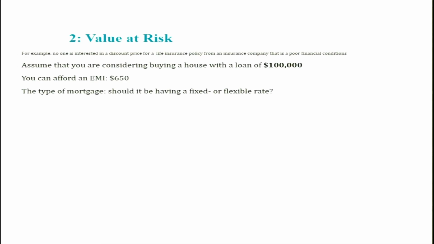This is from the perspective of an investor or an institutional investor, for example. This is the most common measure of risk, but from the perspective of a regulator, we need to take a different approach to measuring risk. This may not yield the correct measurement of the risk. Let us see why. Suppose the risk is very low, but at the same time, for example, no one is interested in a discount price for a life insurance policy from an insurance company that is in poor financial condition.